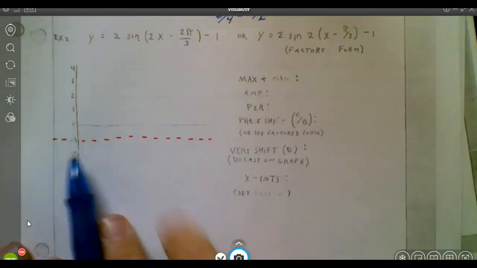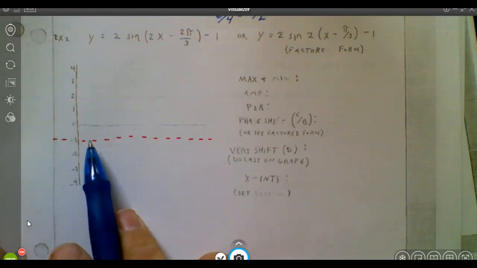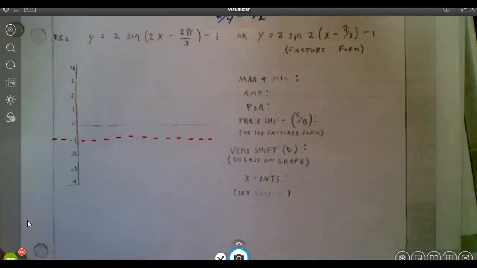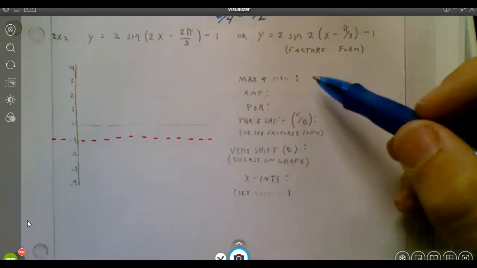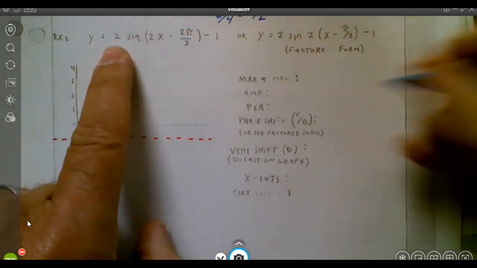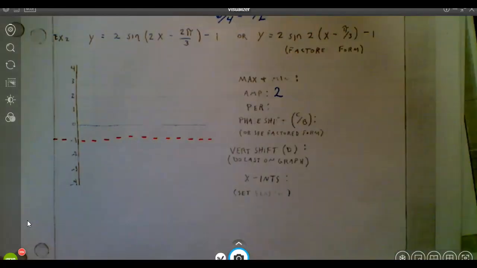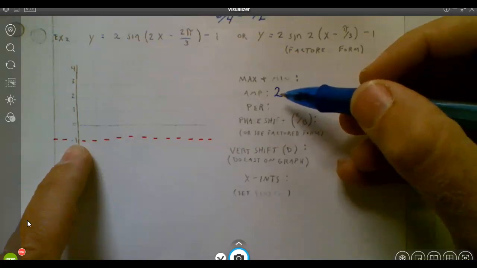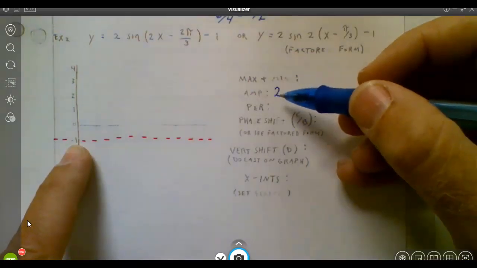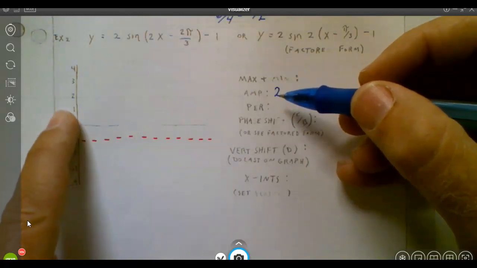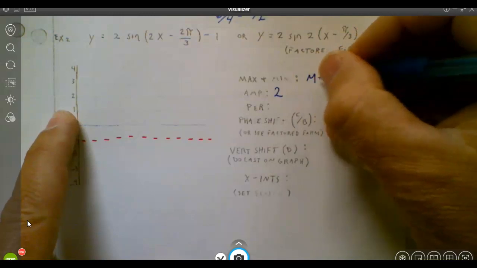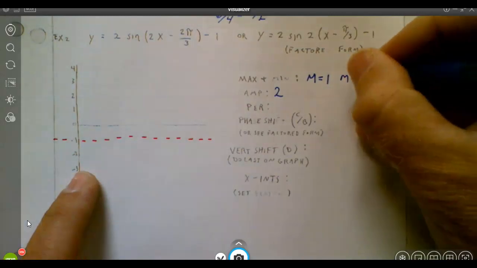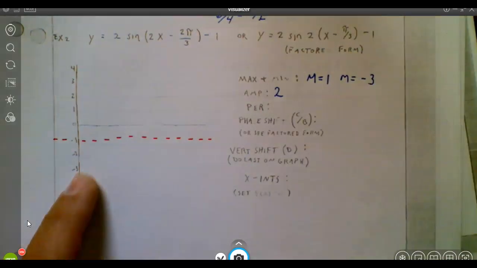So our starting point will start on this line, and then it will go up, back to that line, down, back to that line, right? But that's now the center line of our graph. So as far as a maximum and a minimum, I have an amplitude of 2, right? Which means from the center line, I will be going up 2 and down 2 from the red dotted line. So from -1, if I go up 2, I will be as high as +1. And from here, if I go down 2, I will be as low as -3. So there's my maximum and my minimum.